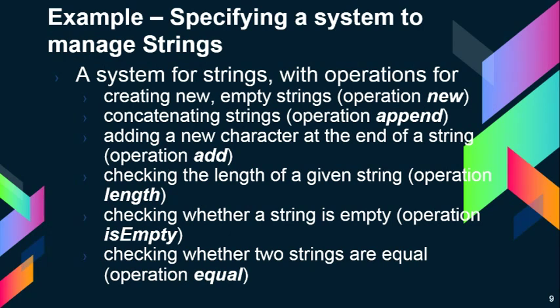Second one is concatenating strings, and its operation is append. And third one is adding a new character at the end of a string, and its corresponding operation is add. Next one is checking the length of the given string, and its operation is the function length. The next one is checking whether a string is empty.